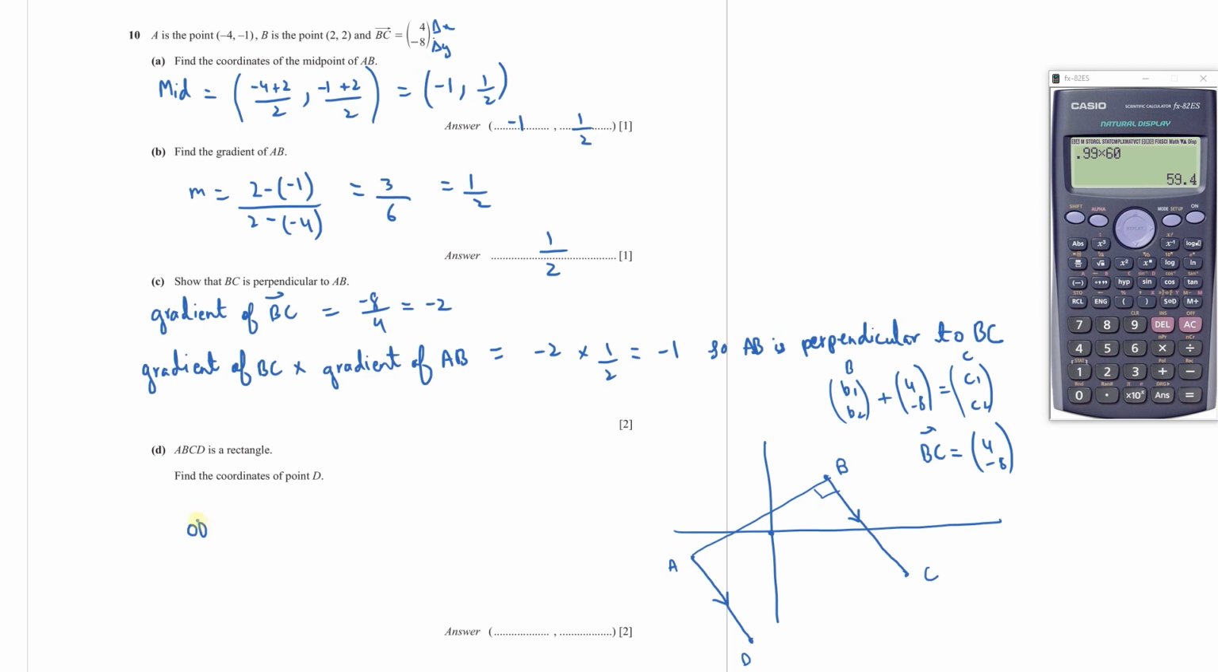So we can represent the point D by vector OD with respect to this origin. This will be equal to the vector OA, which are the coordinates of this point, -4 and -1, plus the vector AD. So OA is simply -4, -1, plus AD is the same vector as BC, which is 4 minus 8. So this will give me 4 minus 4, 0, and -9. So the coordinates of D are 0 and -9.